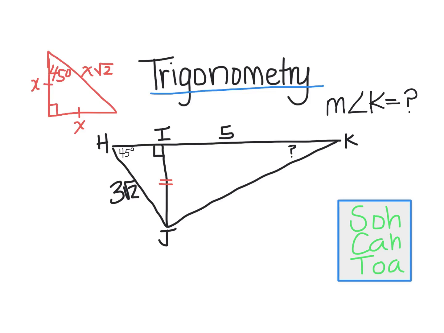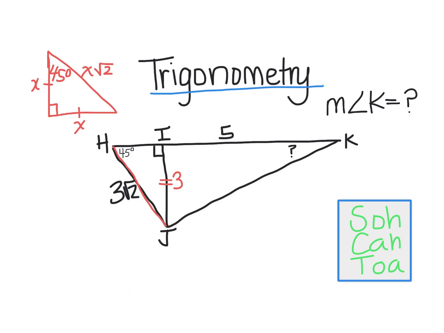So if my hypotenuse, right here, HJ, is 3 times the square root of 2, then that would mean that my leg would have to have a value of 3. So this side has a value of 3. This side also has a value of 3. The side that I just wrote, I'm going to erase that. Why? Because that value of 3 isn't really necessary or beneficial for answering my overall question, which is finding the measure of angle K.